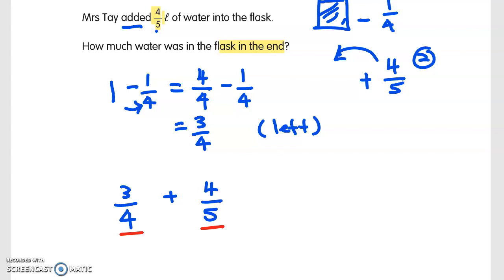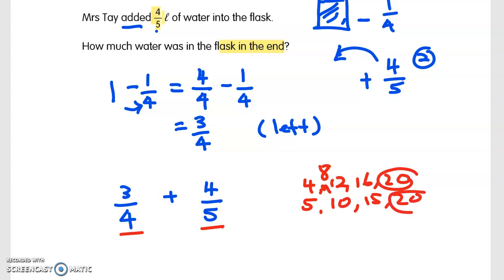So let's find out what is a common multiple of 4 and 5. 4, 8, 12, 16, 20. 5, 10, 15, 20. So the common multiple of 4 and 5 is 20. So you need to make the denominators the same. The numerators will follow the denominator. Here, if I multiply by 5, the numerator must also multiply by 5. If I multiply the denominator by 4, the numerator must also be multiplied by 4.